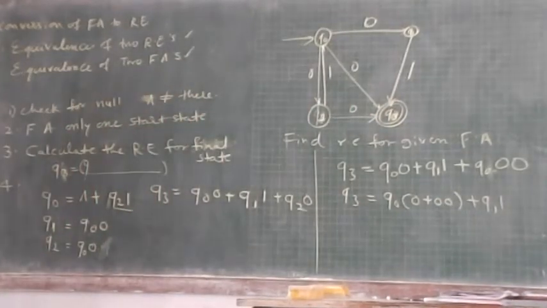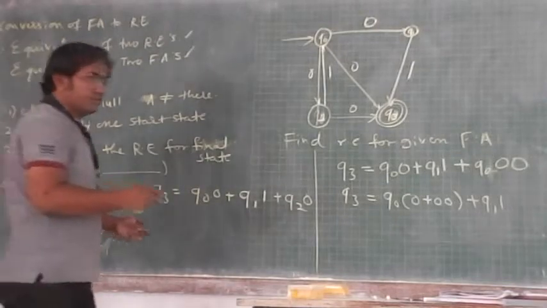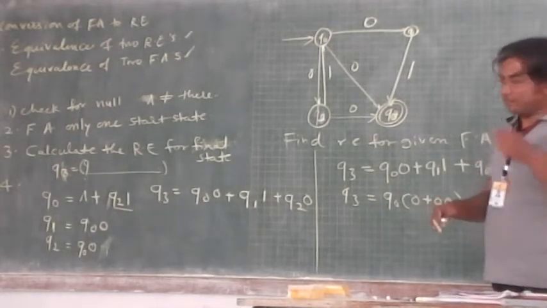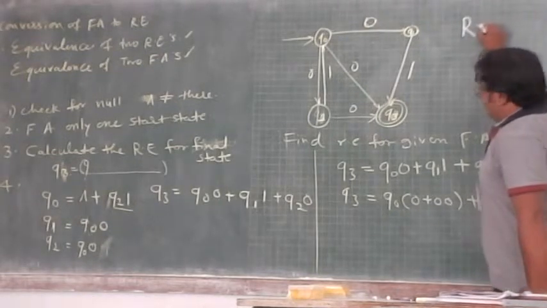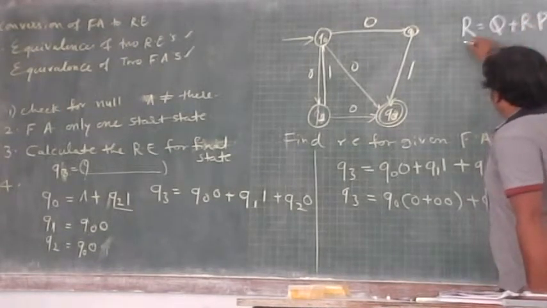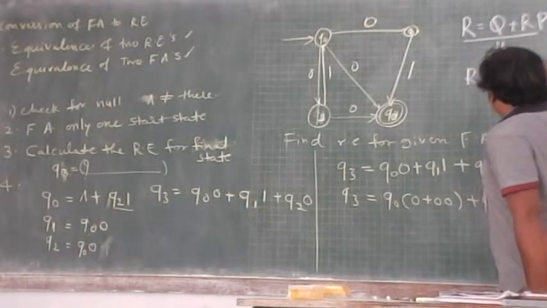So during conversion process, you will be needed to apply one theorem, Arden's theorem. Yesterday we discussed that Arden's theorem will be used during conversion process. So what is Arden's theorem? We should once again revise it so that we can apply it. Arden's theorem is like this: if your regular expression is in this form, R is equal to Q plus RP, then that can be simplified to R is equal to QP star.